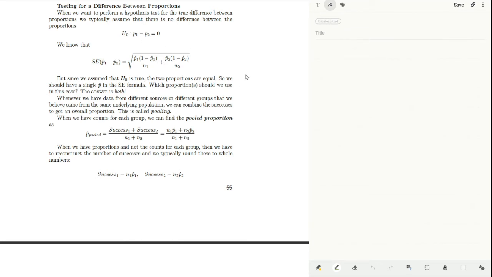So whenever we have data that comes from different sources or different groups that is believed to be from the same underlying population, then we can combine these successes to obtain an overall proportion. And this is referred to as pooling. Now, if we are given the counts from both groups, then we can find the pooled proportion by taking the sum of the successes from both groups and dividing it by the combined total of the sample sizes. But if we're given the proportions and not the counts from each of these groups, then we have to reconstruct the number of successes by multiplying the sample size by the sample proportions. And then we typically round these to whole numbers.